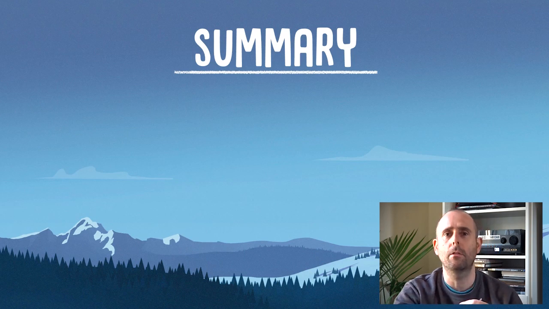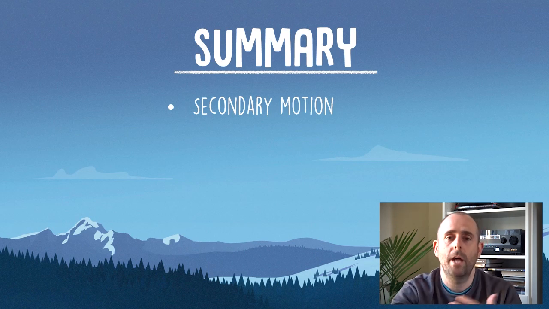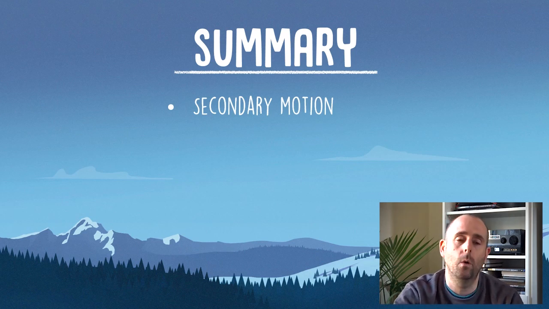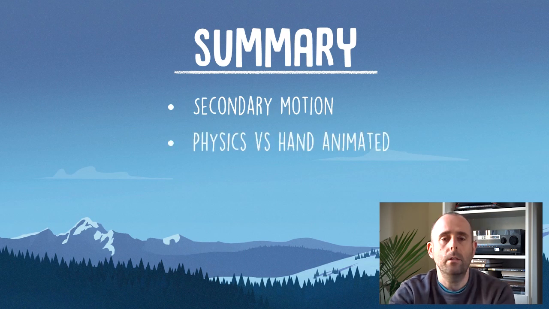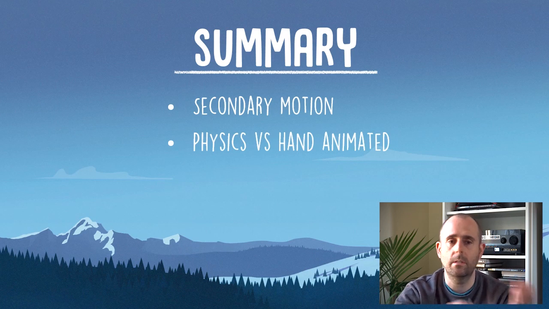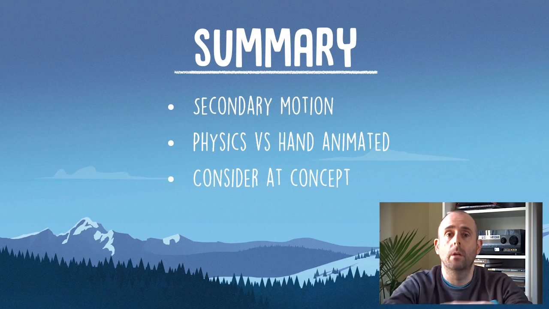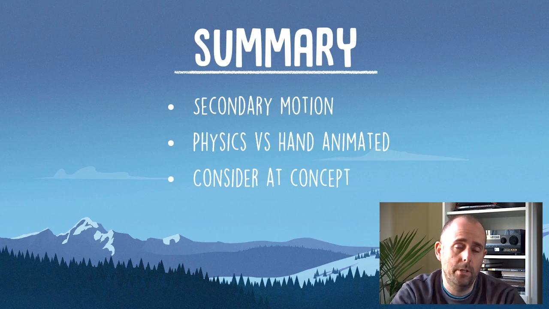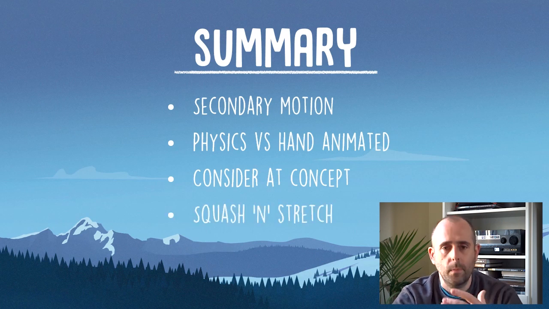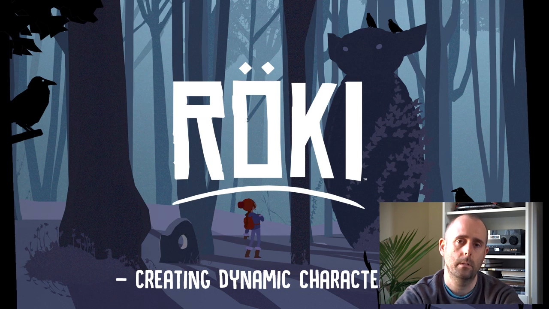So, congratulations, you made it through. In summary, secondary animation is pretty cool. Having secondary animation elements in your characters helps to add quite a lot. There are different ways that you can implement them. They can be hand animated, or you could use physics elements in Unity or whatever engine you're using. But it's important to use them at concept, so you have those elements there to leverage in your work. And squash and stretch can be quite a powerful thing, another ingredient to layer on to create really dynamic and believable characters. And that is it.